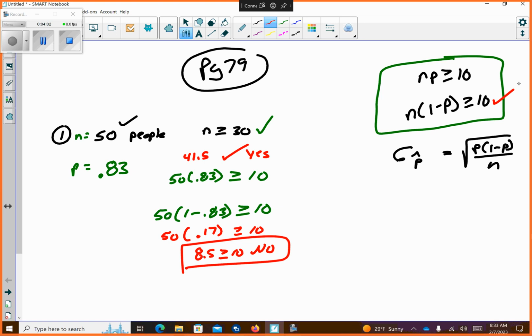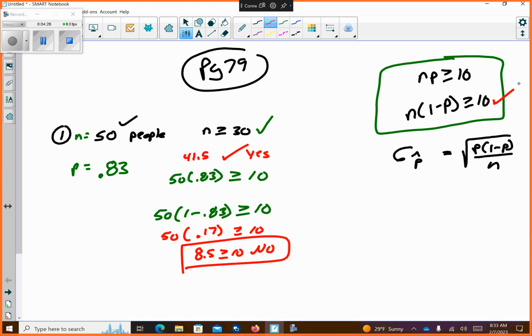Now we have 2 more tests that are in place to verify if the normal distribution is going to work, which is the number of people times the percent. If that's greater than 10, awesome, that's working. And then we're going to go n times (1 minus p). If that's greater than 10, that also works. If any of those fail, it takes away that normal distribution.